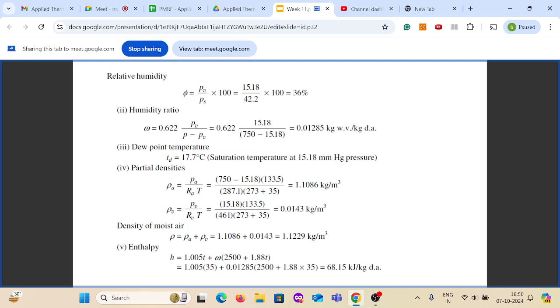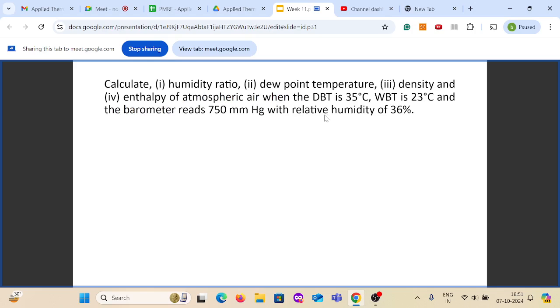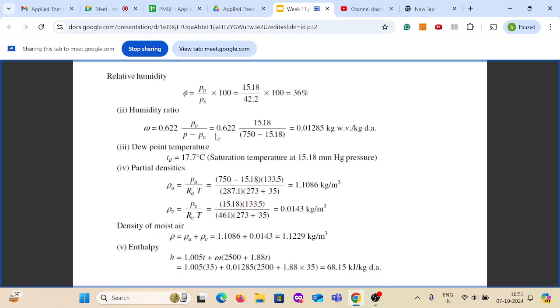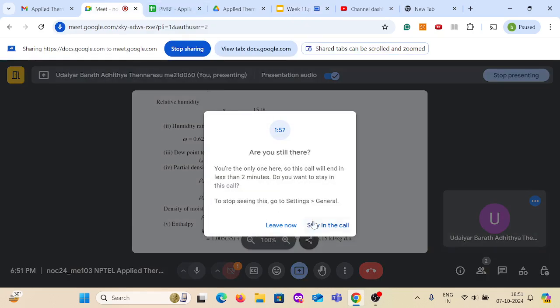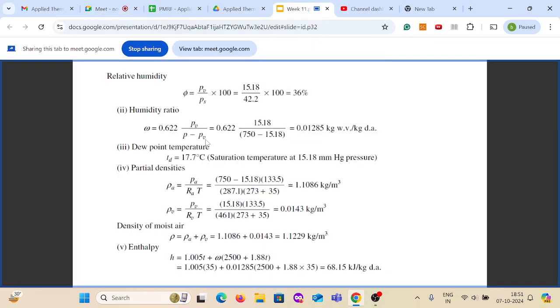Relative humidity is expressed as the water vapor pressure divided by the saturation pressure, times 100. So substituting that, we know the relative humidity is 36%. From there we can find out the vapor pressure. The humidity ratio is the vapor pressure divided by the partial pressure of air, times 0.622. So substituting here, you get a humidity ratio of 0.01285 kg of water vapor per kg of dry air.